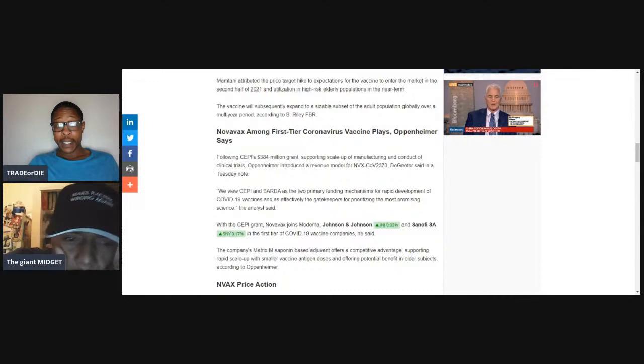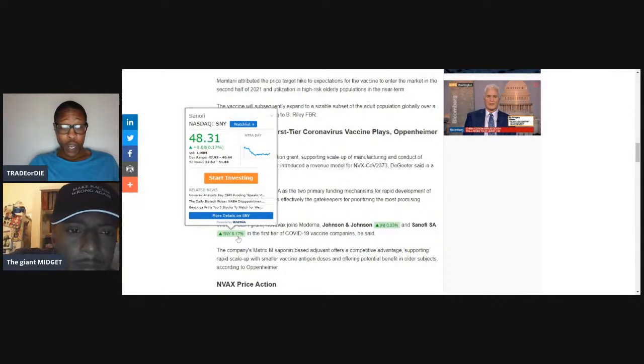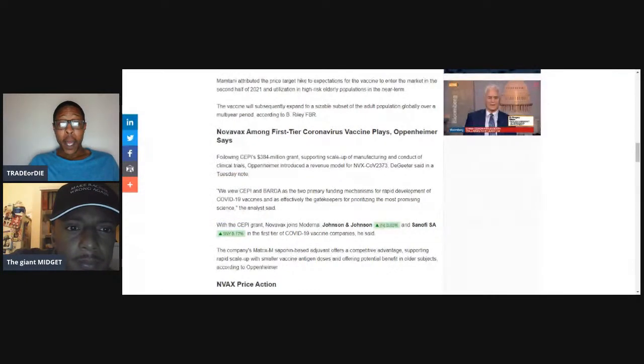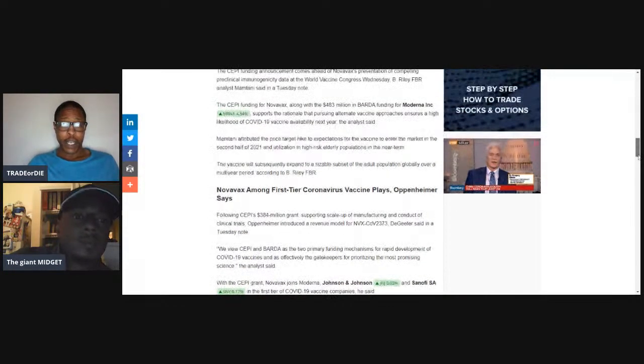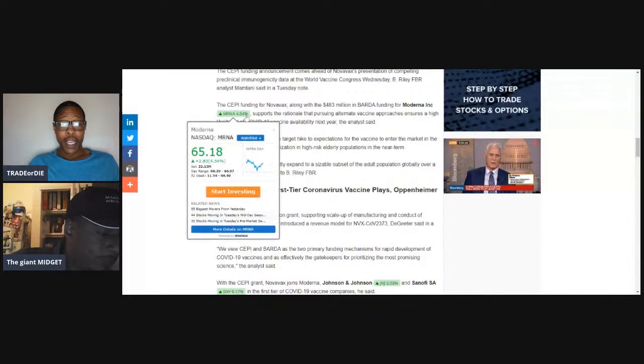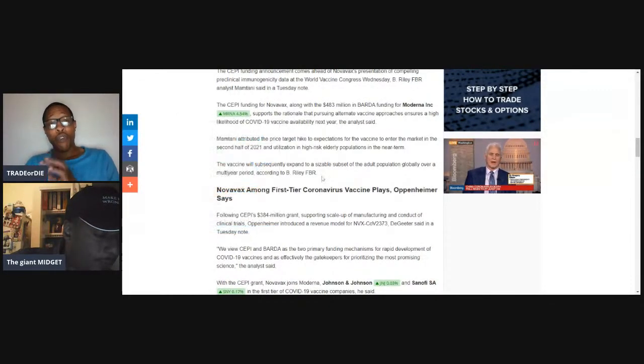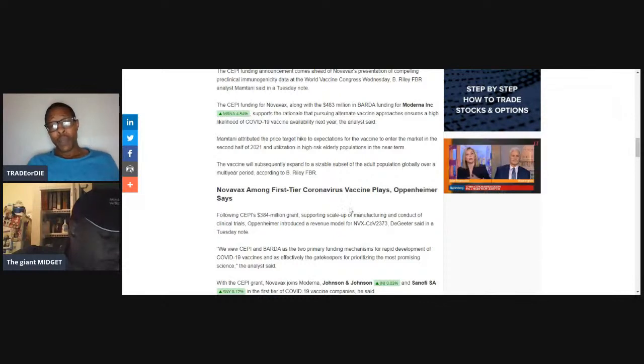Sanofi SA, stock symbol SNY, and Moderna, mRNA. Now these four companies are the top tier in coronavirus vaccination. So the smart money would say that one of these four companies is going to see gains.